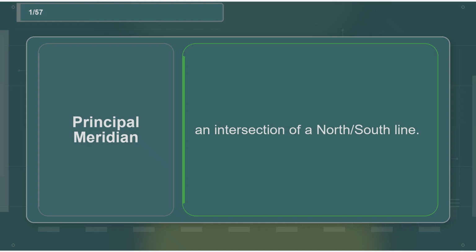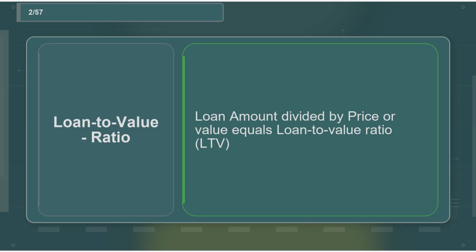Flashcard 1. Term: principal meridian. Definition: an intersection of a north/south line. Flashcard 2. Term: loan-to-value ratio. Definition: loan amount divided by price or value equals loan-to-value ratio, LTV.